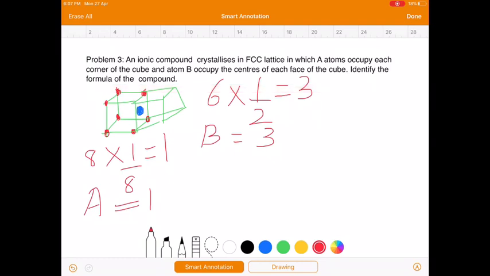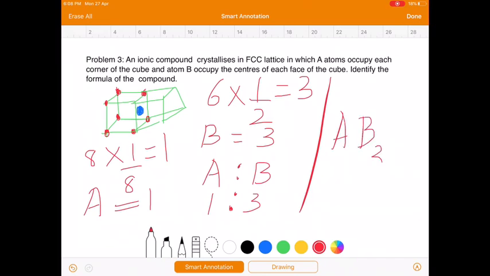When we take the ratio A is to B, we get it as 1:3. So the chemical formula of the compound will be AB3. So AB3 is the formula of the compound. It's based on the effective number of particles of A and B that belong to a particular unit cell.